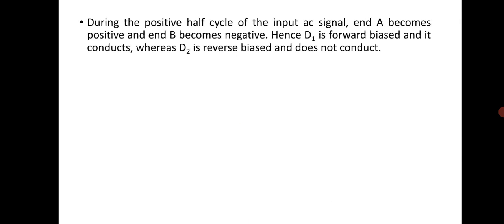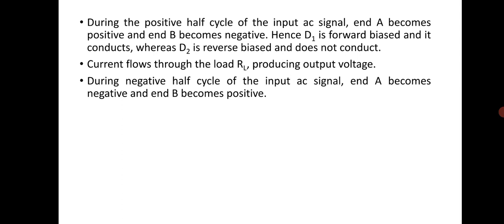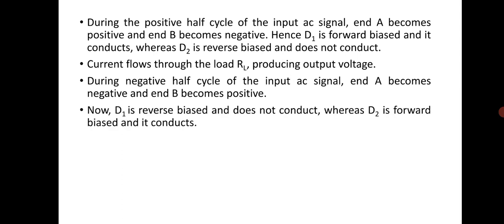So here I have given the working. What I have told now is itself being repeated again. During the positive half cycle of the input AC signal, end A becomes positive and end B becomes negative. That is why diode D1 is forward biased and it conducts, whereas diode D2 is reverse biased and it does not conduct. So current flows through the load resistance RL, producing the output voltage. During the negative half cycle of the input AC signal, end A becomes negative and end B becomes positive. And because of that, now diode D1 is reverse biased and does not conduct, whereas diode D2 is forward biased and it conducts the current.